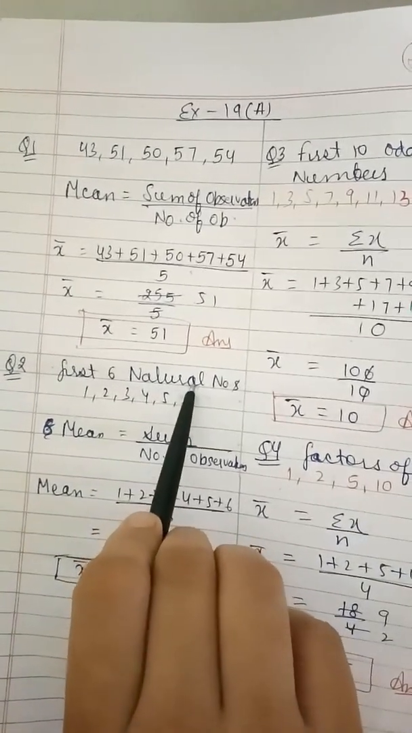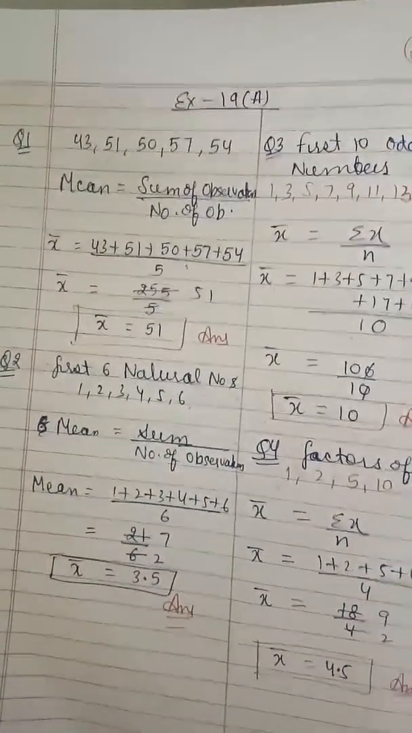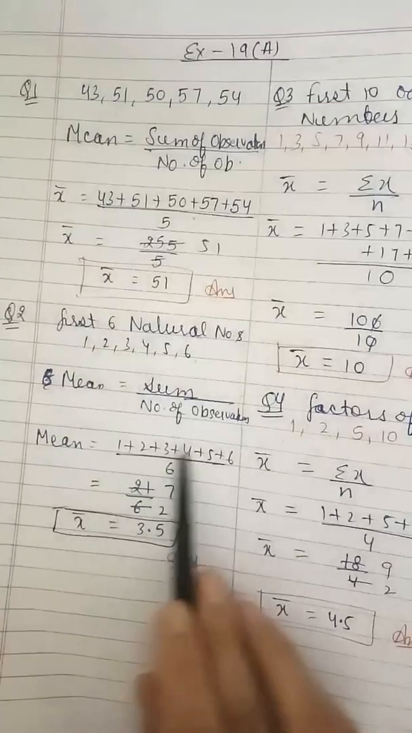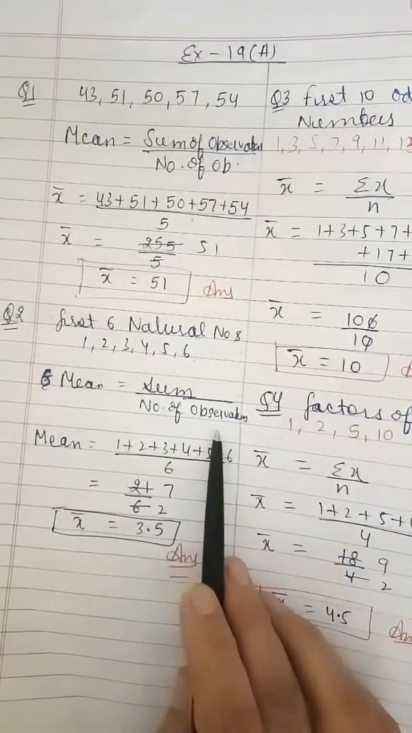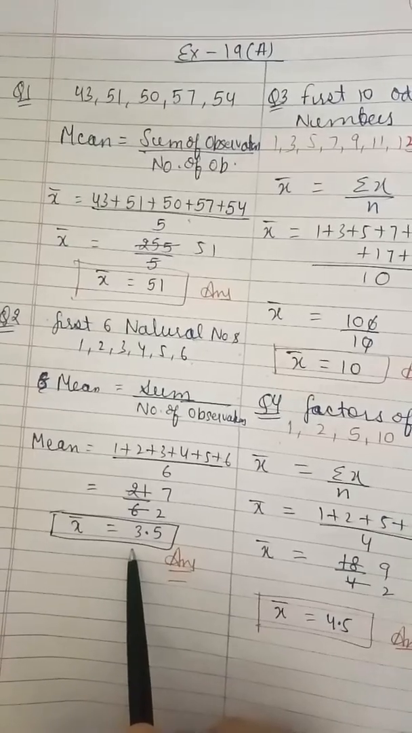Second question is what is the mean of the first 6 natural numbers? We know the natural numbers always start from 1. So 1 to 6. Now the mean, again the same formula, that is sum of observations divided by number of observations. We will add and divide by 6. So your answer is 3.5.